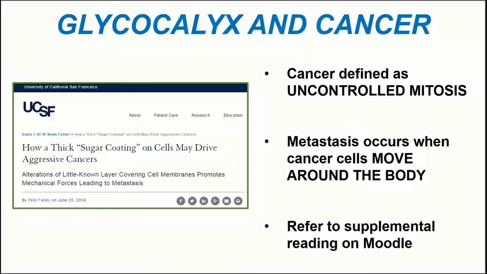So it turns out that the glycocalyx plays an important role in the spread of cancer as well. And so a very general definition of cancer at its core is that cancer is a cell or a group of cells within our body that is undergoing uncontrolled cell mitosis, which is also known as cell reproduction or cell division. And so anytime that you have a cell in which uncontrolled cell division or unchecked cell mitosis is occurring, that's typically referred to as a cancerous cell. Now, that's a very general definition of cancer, but at its core, that's really what cancer is.